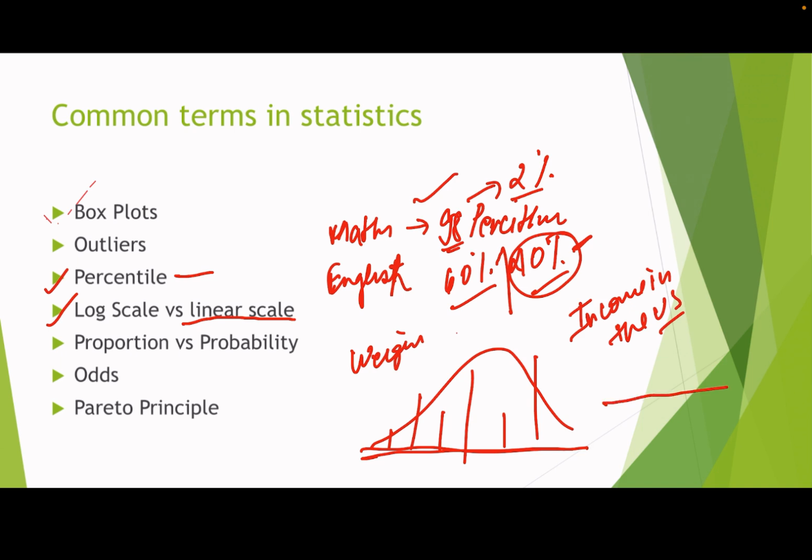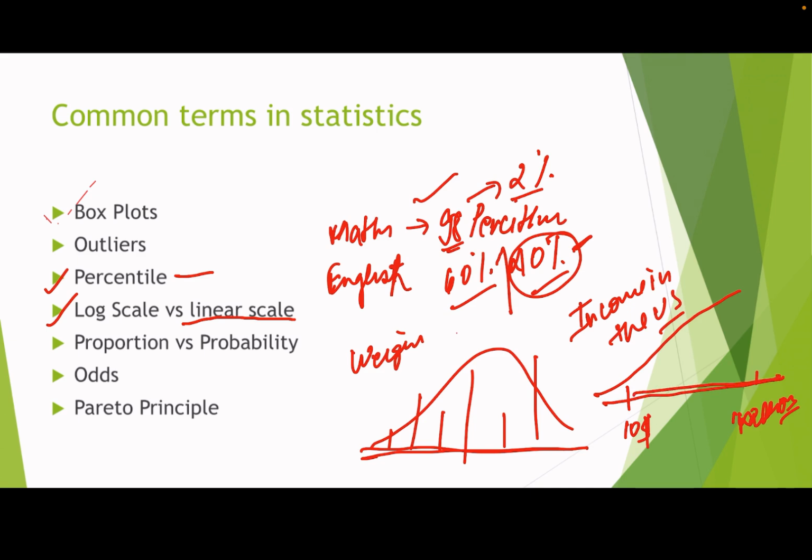Then it would be very difficult to plot the data on a linear scale because somebody would be earning, say, $10 in a particular day, and somebody would be earning $1 million in a day. That way, creating a chart and graph will not be possible.